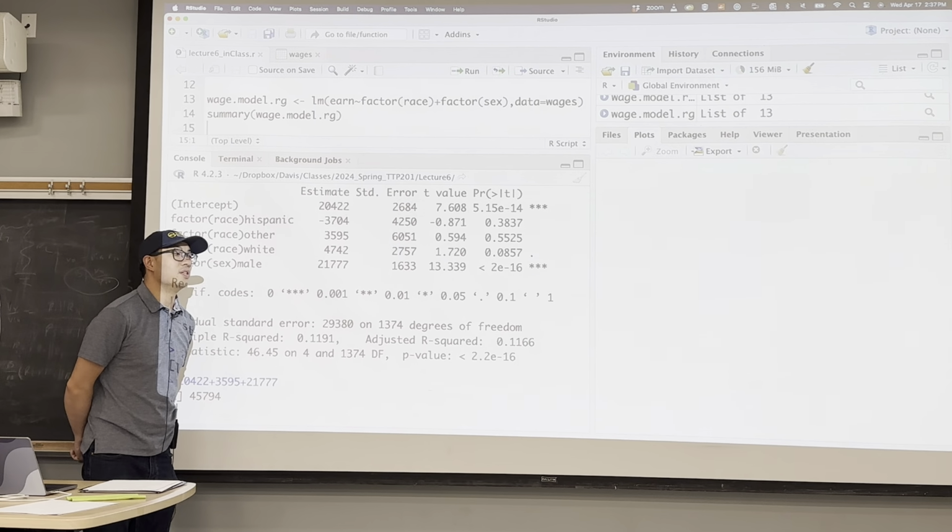I saw a couple other hands, yeah. Does this assume all the variables are independent of each other, or is there no assumption? Yeah, we'll get to that actually, yes.